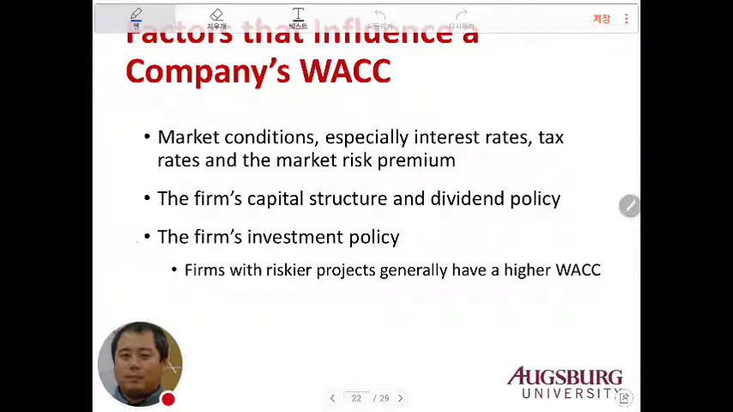All right, here. So the firm's investment policy: the firms with riskier projects generally have higher WACC, less risky, lower WACC. So those are the factors that affect the company's WACC.